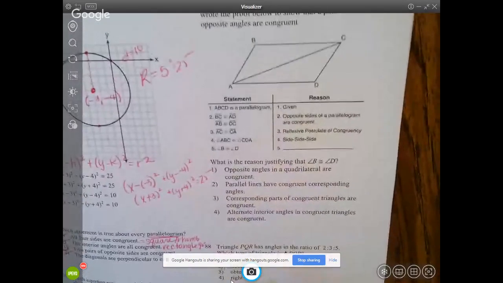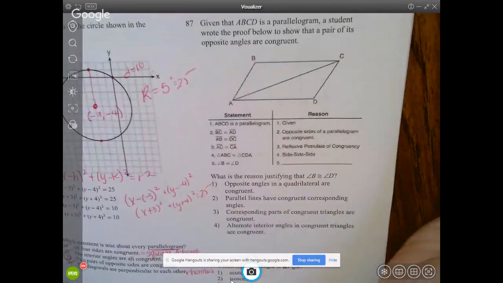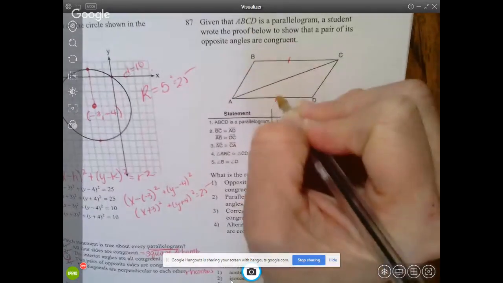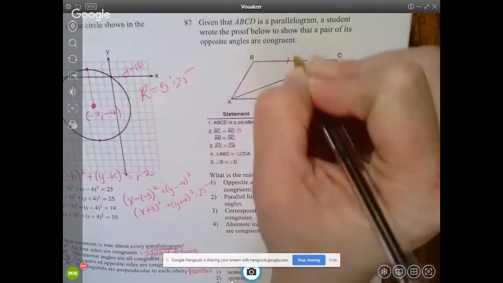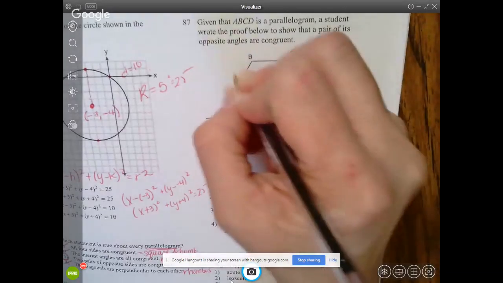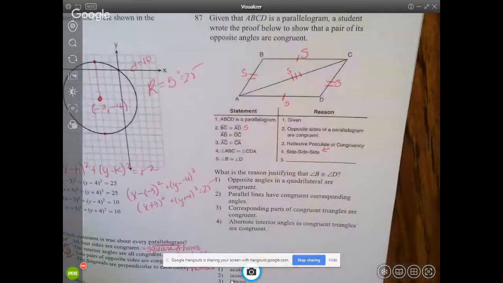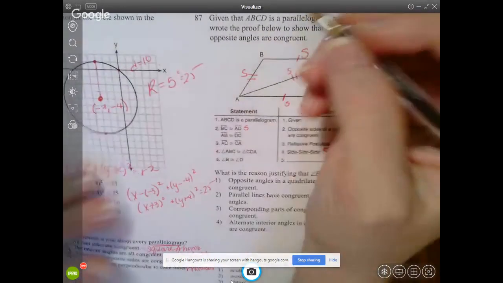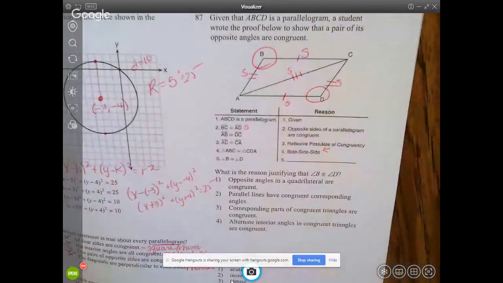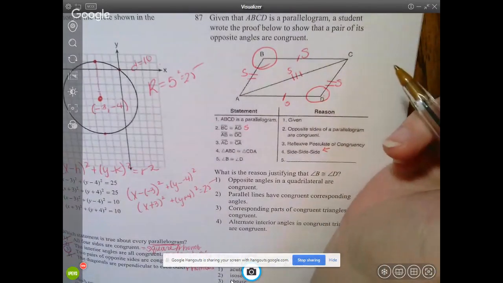87 is a proof. Now, one of my awesome students got this wrong, and she's like, it's not corresponding. So we have a proof here. It tells us that BC and AD are congruent. That's a side. It tells us that AB and DC are congruent, also a side. It tells us that this is reflexive property, so they proved it with side, side, side. So the question is, why is angle B and angle D congruent? Now, my student was saying, isn't it alternate interior angles? And I'm like, it can't be because they're not on the same transversal.